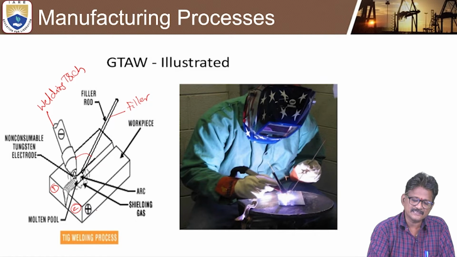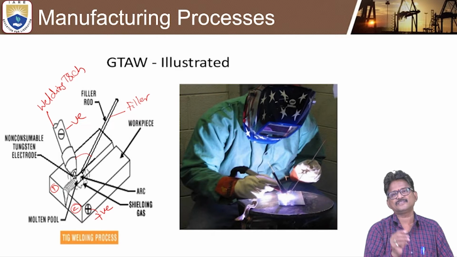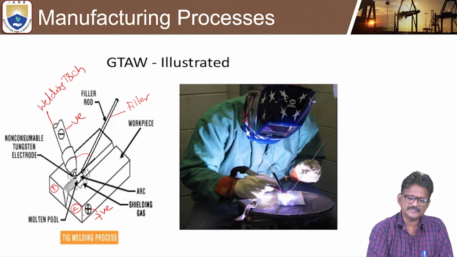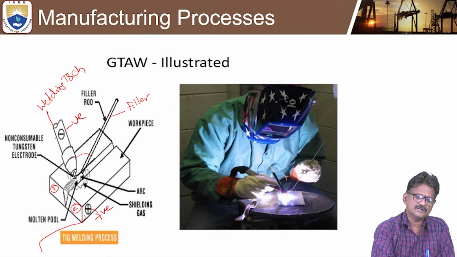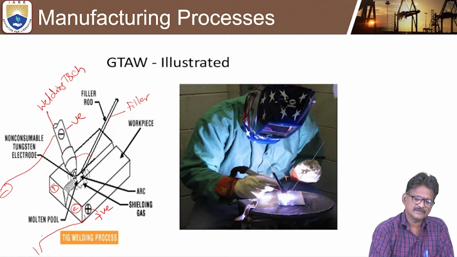Obviously you can see the workpiece will be kept positive, and this electrode will be kept negative. So always you join the power connections this way: the workpiece will be joined to the positive, and the electrode will be kept negative. This is the negative connection. This is the positive connection.